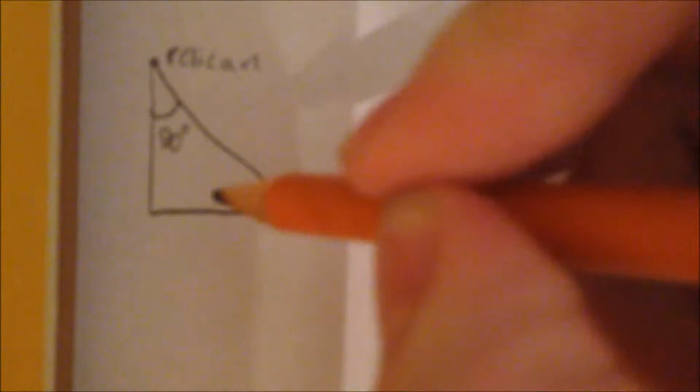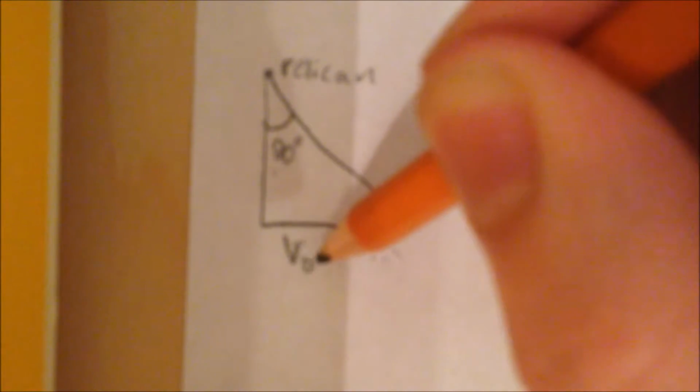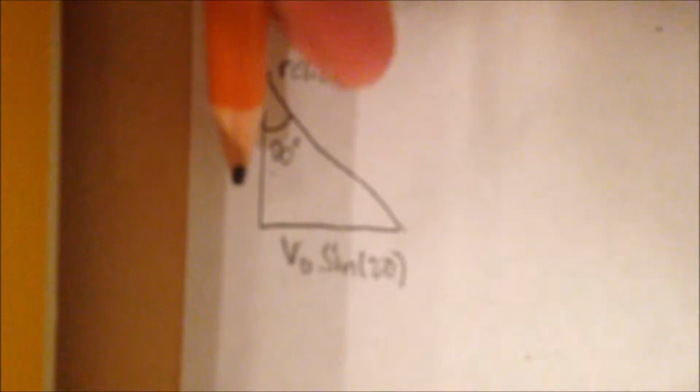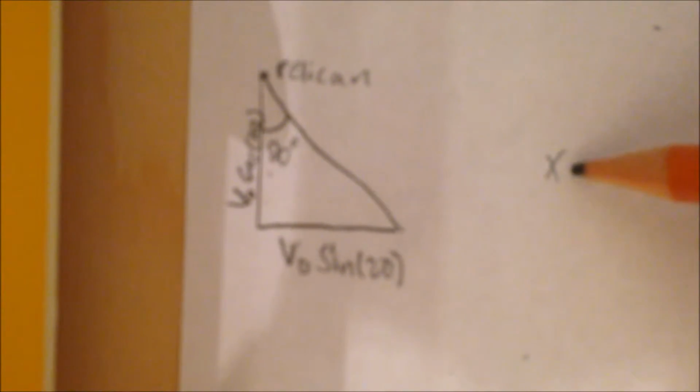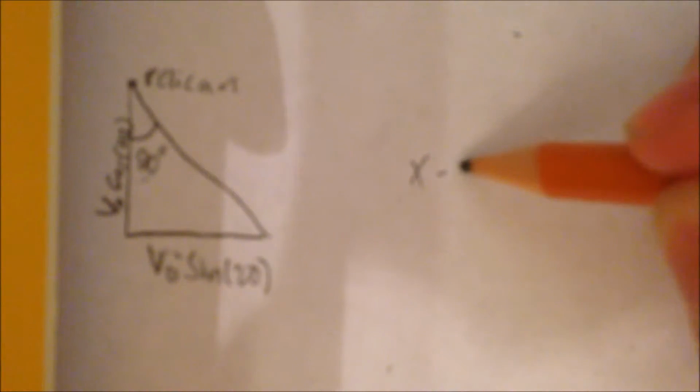First, we want to know the x and y velocities of the pelican. To get the x velocity, we take the initial velocity and multiply it by the sine of 20 degrees, because that's the angle at which it is entering the water, and the y component is the initial velocity times the cosine of 20 degrees. We can write these out to the side to make them easier to read.